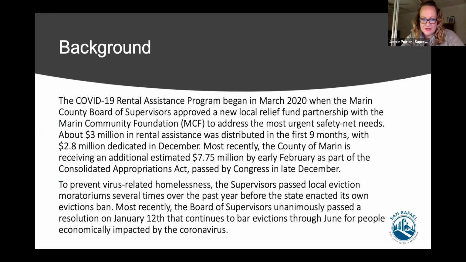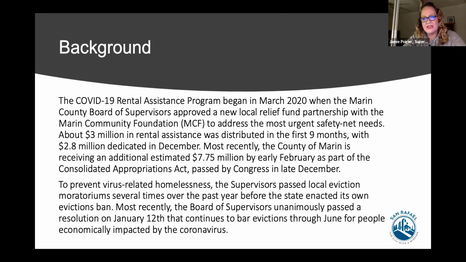This is a lot of information, I understand, but all of this is to say that the program actually began by Marin County back in March 2020 in partnership with the Marin Community Foundation to keep people housed during the pandemic. That's really the most important message here.